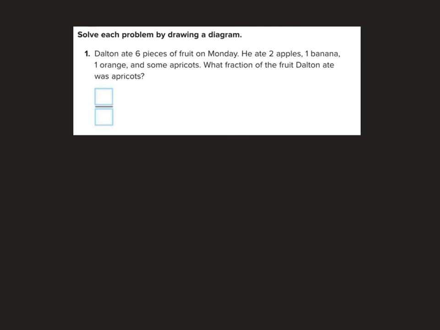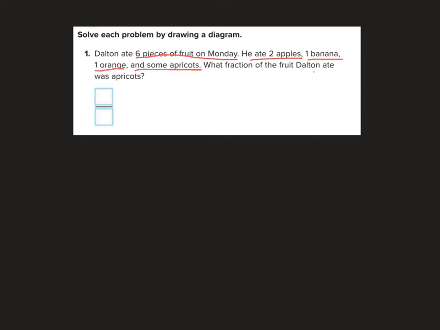Okay, this one's on your homework, I believe. So if you'd like to switch a few pages forward, go past your assignment for today, get to your homework, you can follow along on there. Here we go. Dalton ate 6 pieces of fruit on Monday. He ate 2 apples, 1 banana, 1 orange, and some apricots. What fraction of the fruit Dalton ate was apricots?